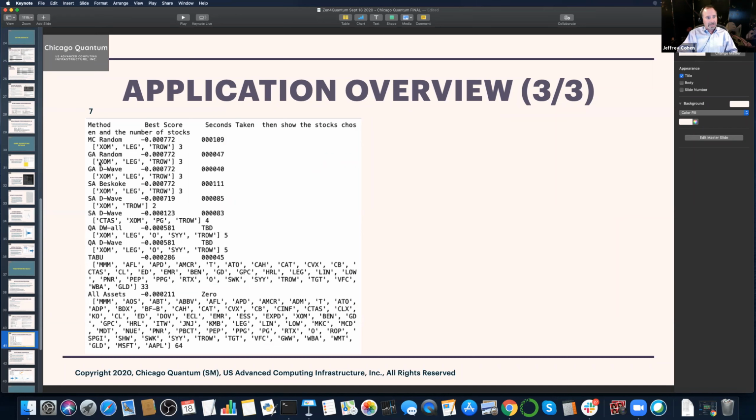And then we looked at the answers. In this case, it was ExxonMobil, Legg Mason, and T. Rowe Price. So oil and smaller financial services firms. And then the D-Wave said, look, add O and add SYY. Tabu, of course, gave us 33 out of 64, right around the middle. And then all 64 is in there. You could see the difference. The Chicago Quantum Net Score for all assets is 3 0s and a 2. The best is 3 0s and a 77. So there's a lot of value created by finding the stocks that move properly.